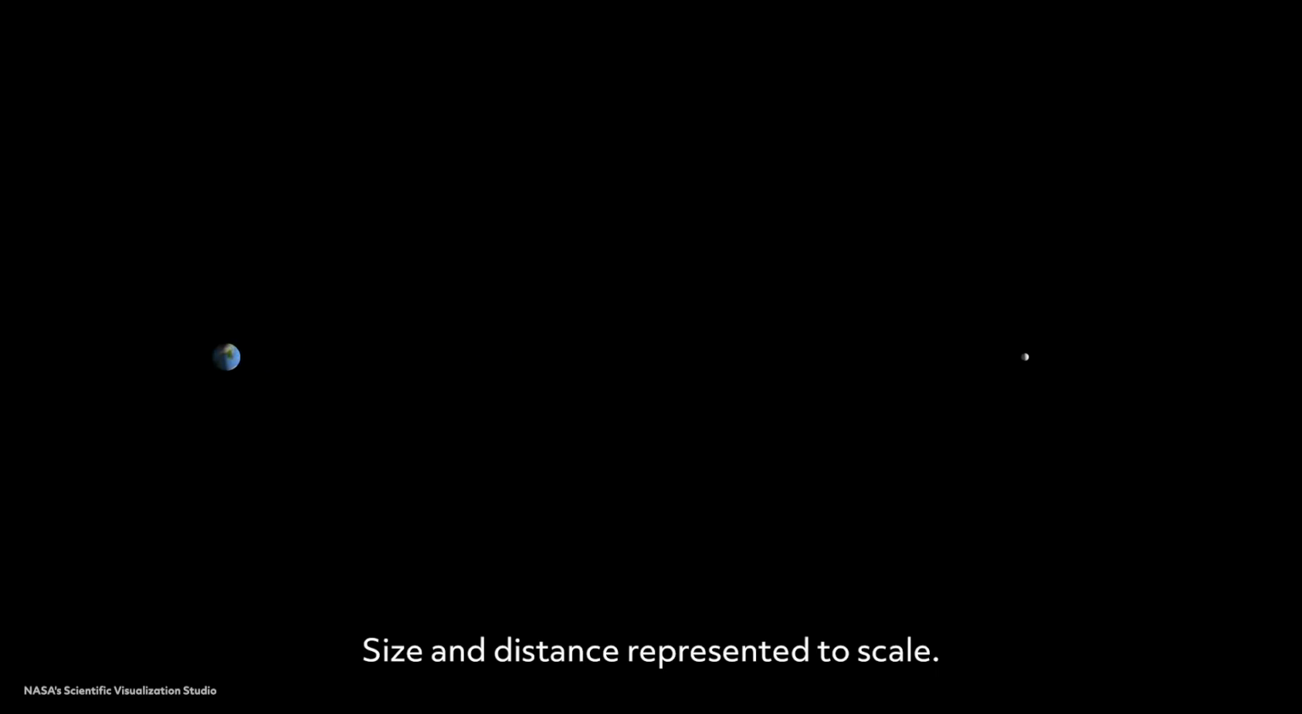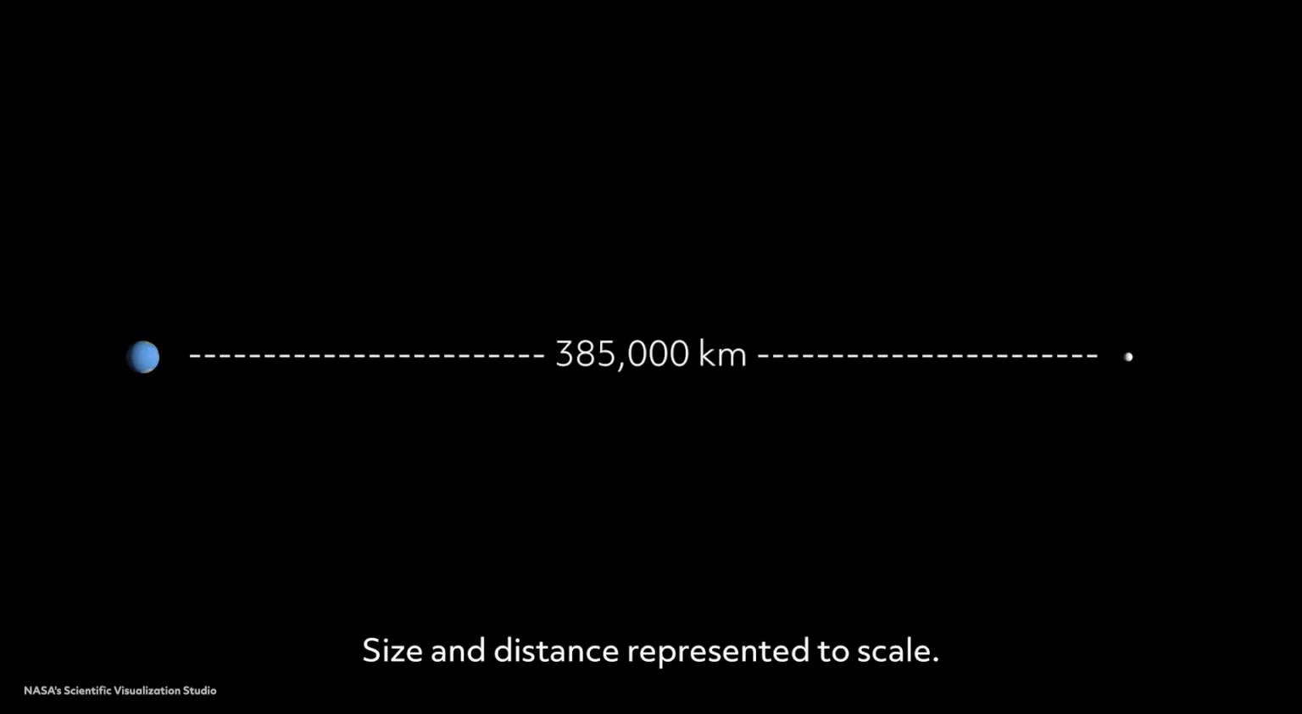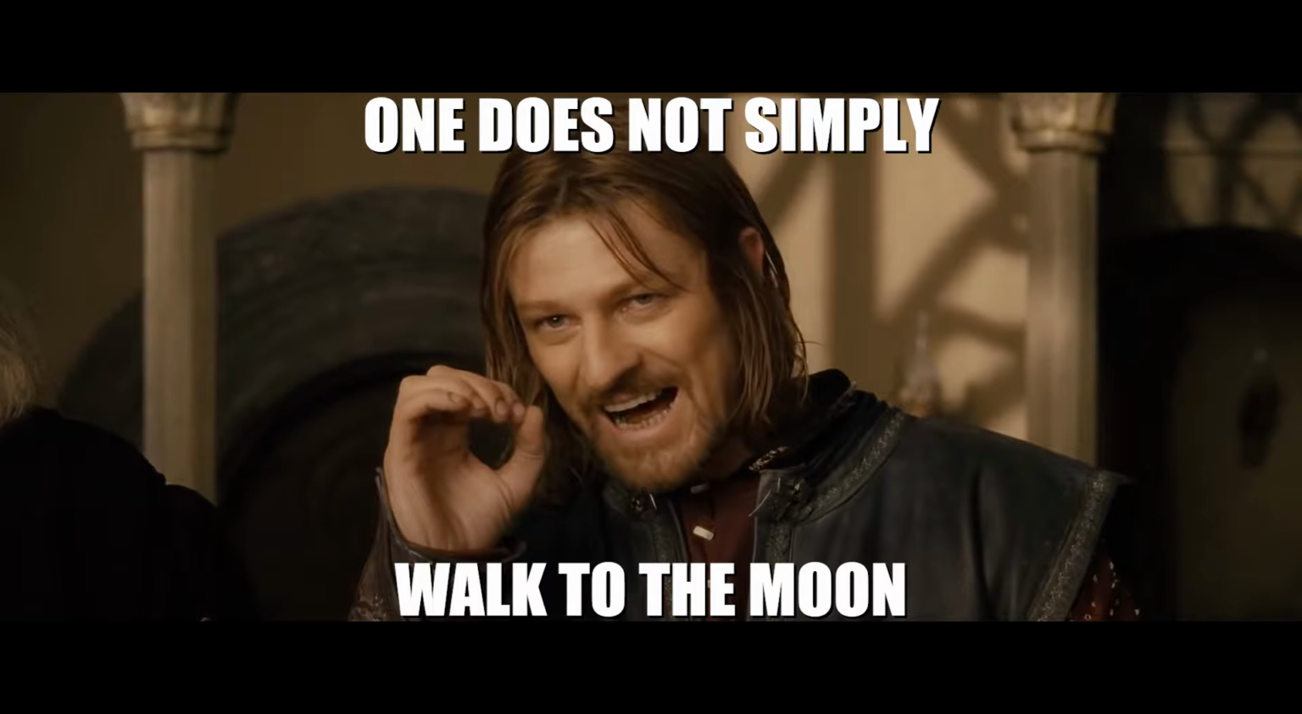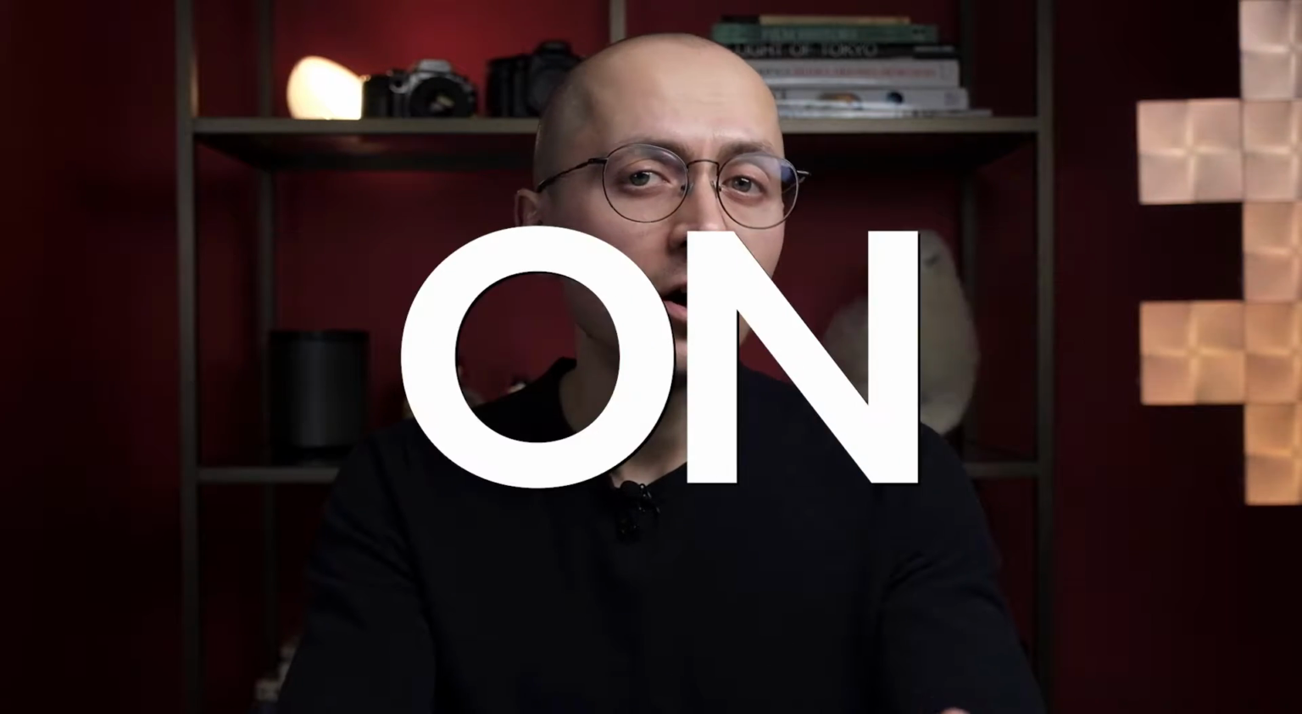However, there's an obvious flaw with this method. With its average orbital distance of about 385,000 kilometers, one does not simply walk to the moon. So what do? We remember that it's sunny on the moon. But let me qualify that statement.